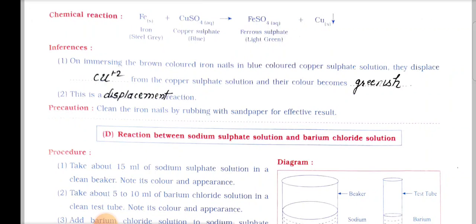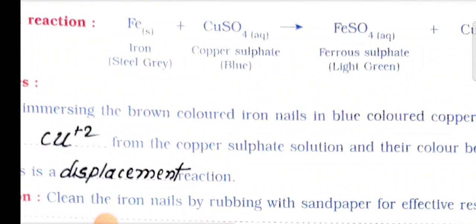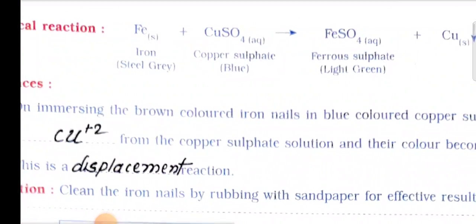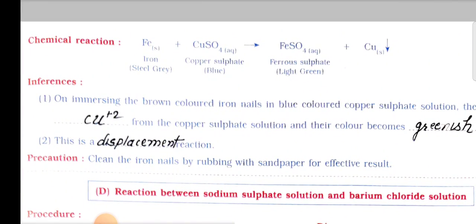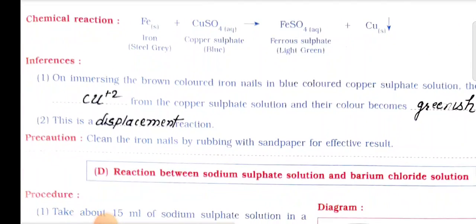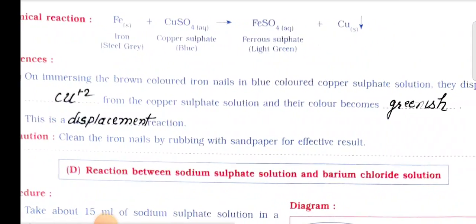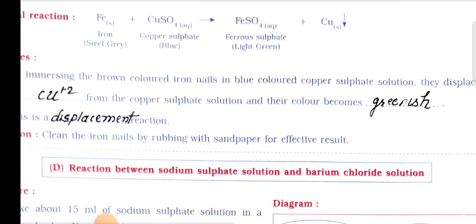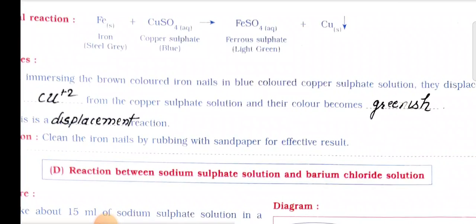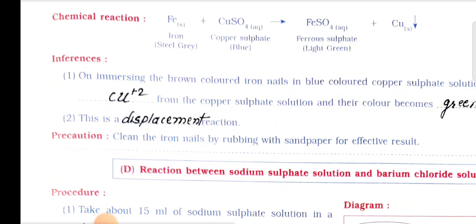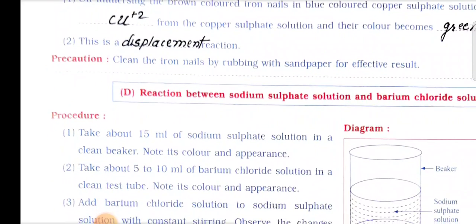Now next, chemical reaction: Fe plus CuSO4 equals FeSO4 plus Cu, copper. Emphasis: Cu copper, greenish, and this is a type of displacement reaction.